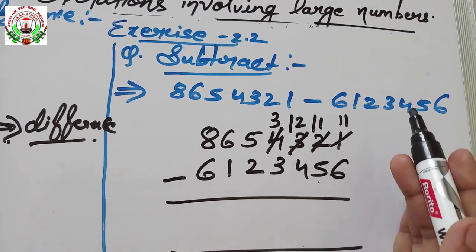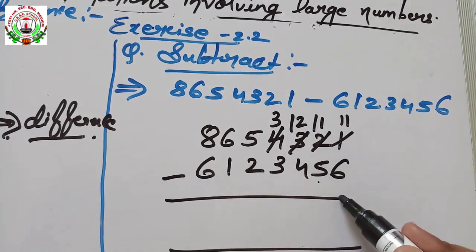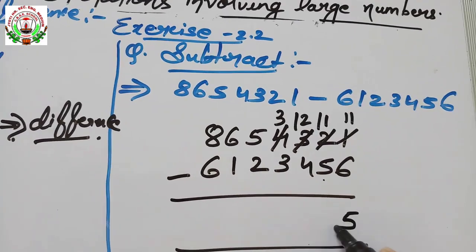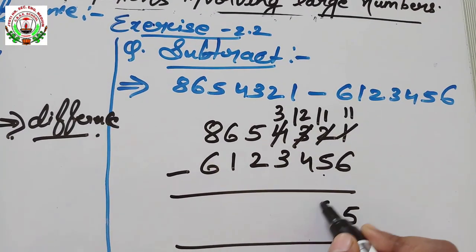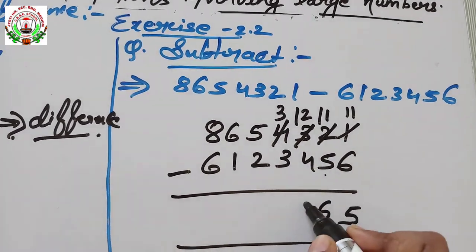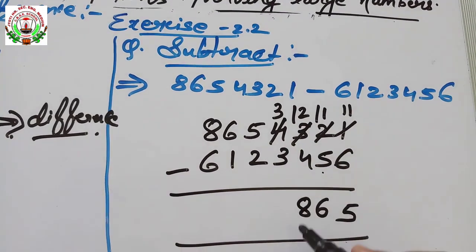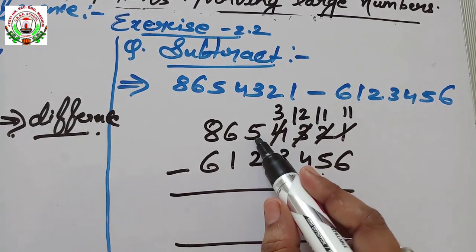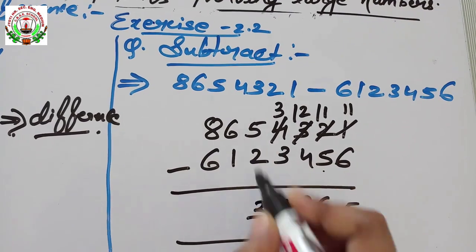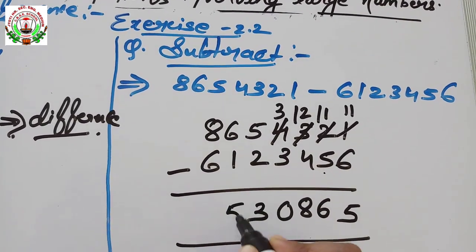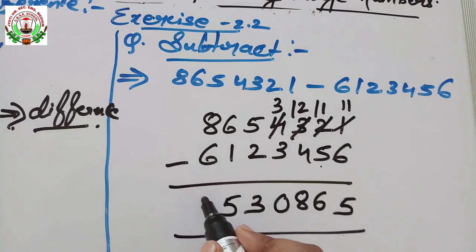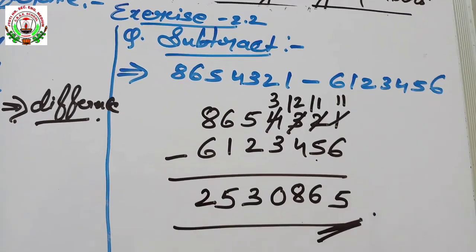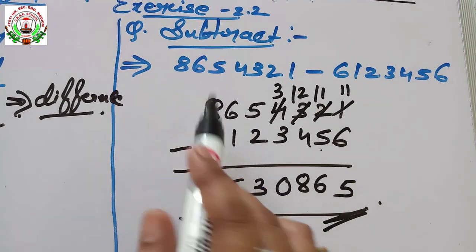So let's start from the right side. That is 11 minus 6 is 5. 11 minus 5, 6. 12 minus 4, 8. 3 minus 3, 0. 5 minus 2, 3. 6 minus 1, 5. 8 minus 6, 2. So here this is the answer of this subtraction.